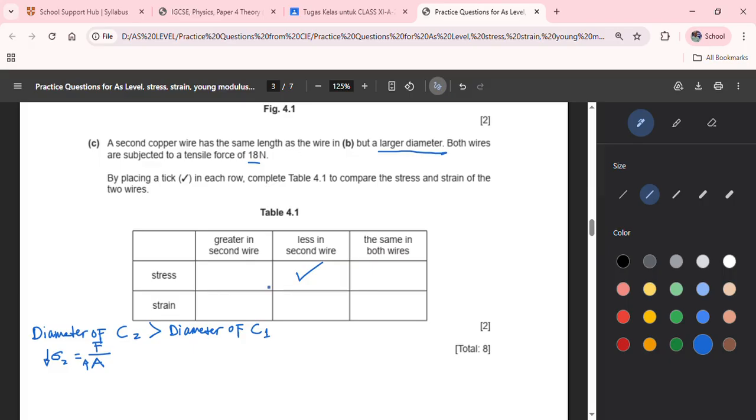The strain is epsilon, which is delta L divided by L. We know that the diameter is larger. It means that the delta L will also be smaller, because of the larger diameter. Okay, so the answer is less for both. Okay, I think that's all. Thank you.